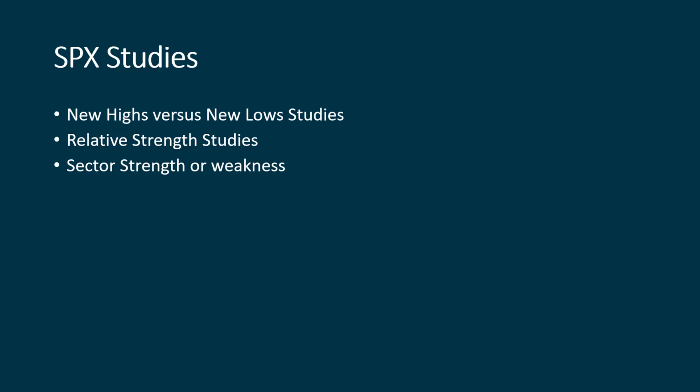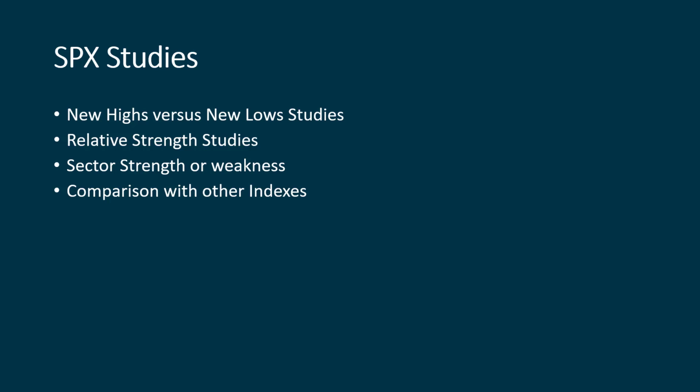Then I look at the different strengths or weaknesses in the sectors. There's 11 different sectors, and I have a section that you probably have already gone through by now that talks about the different S&P 500 sectors. What sectors are strong? What sectors are weak? Are most of them up? Are most of them down?